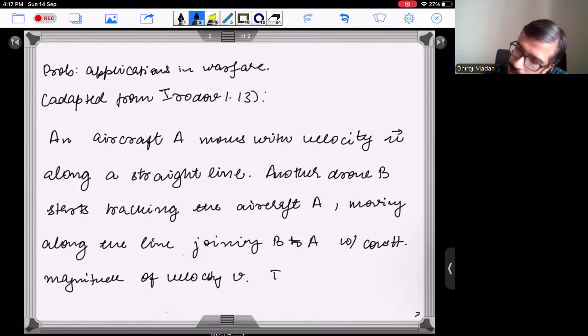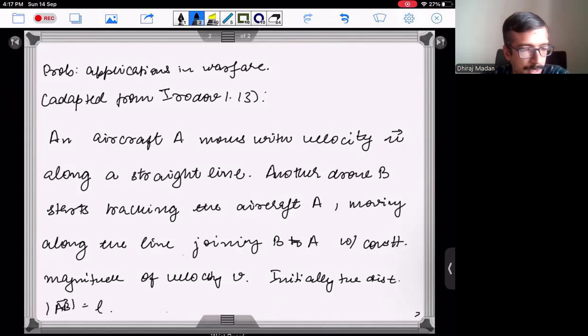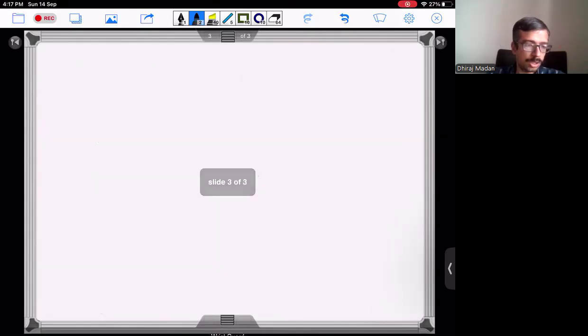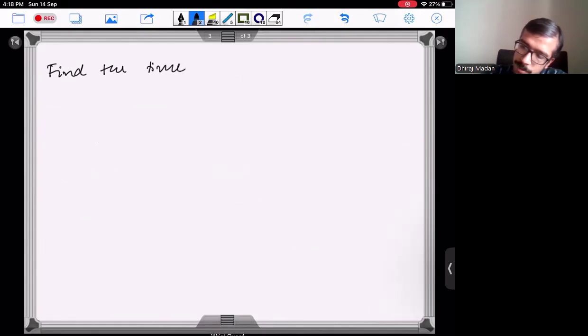Initially, the distance AB equals L. And initially the line joining B to A is perpendicular to u. Basically, this aircraft is moving with velocity u and the line joining B to A is perpendicular to u. Next, you need to find or compute the time taken by the drone to hit the aircraft.